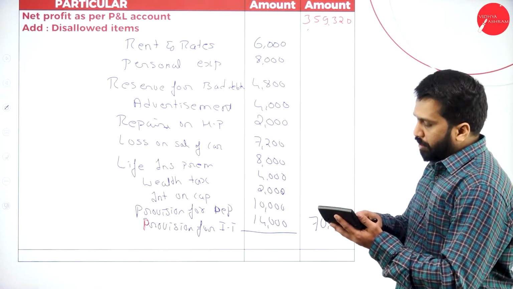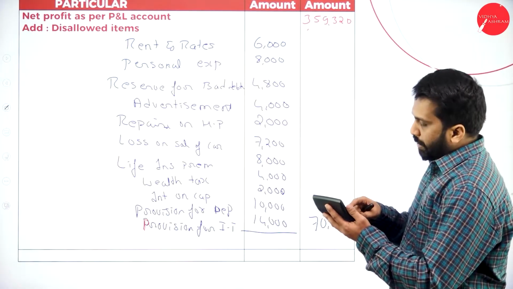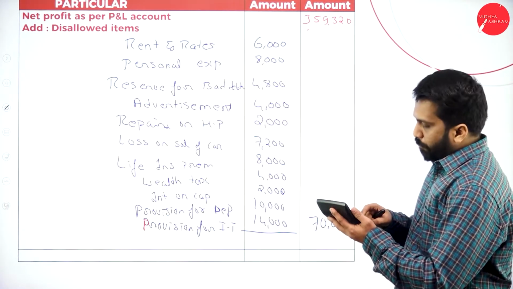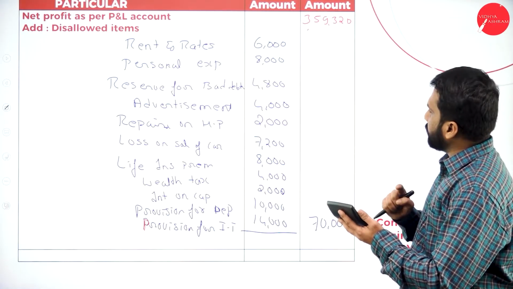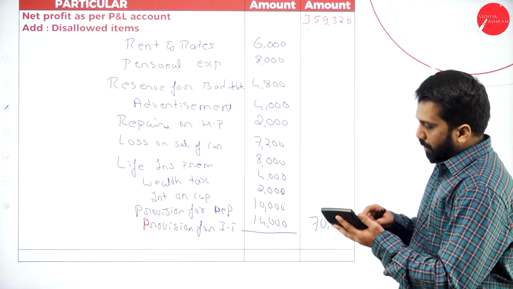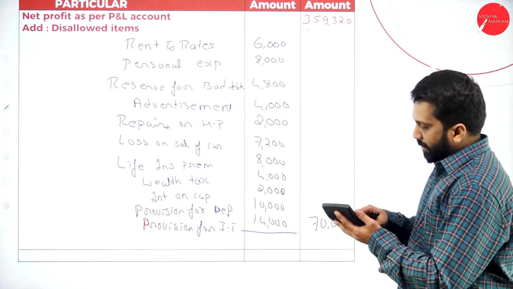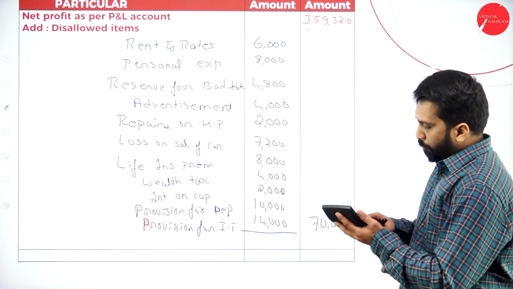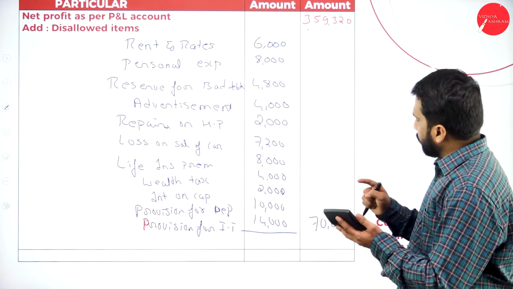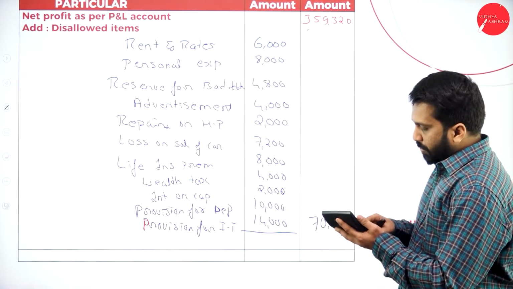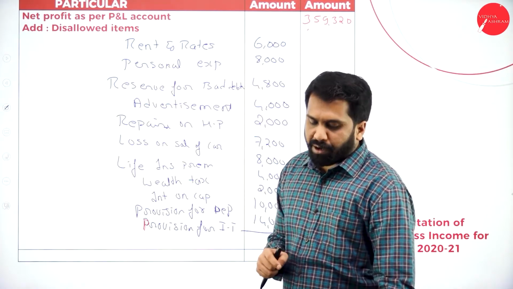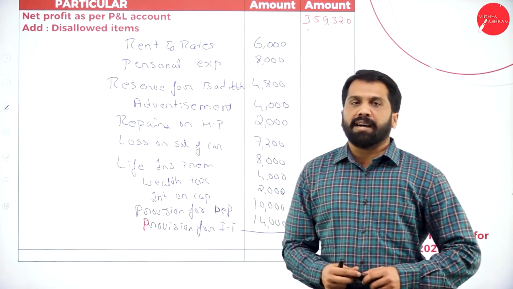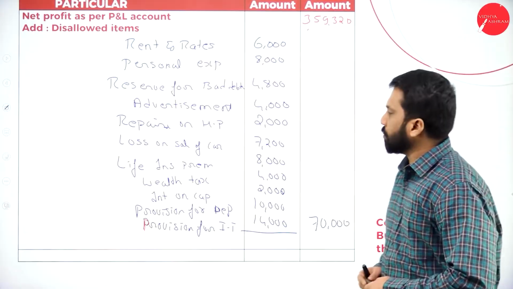I'll cross check once again. What is your value? 6,000 plus 8,000 plus 4,800 plus 4,000 plus 2,000 plus 7,200 plus 8,000 plus 4,000 plus 2,000 plus 10,000 plus 14,000. So it is 70,000. Now we'll come to allowed items and income from other sources.